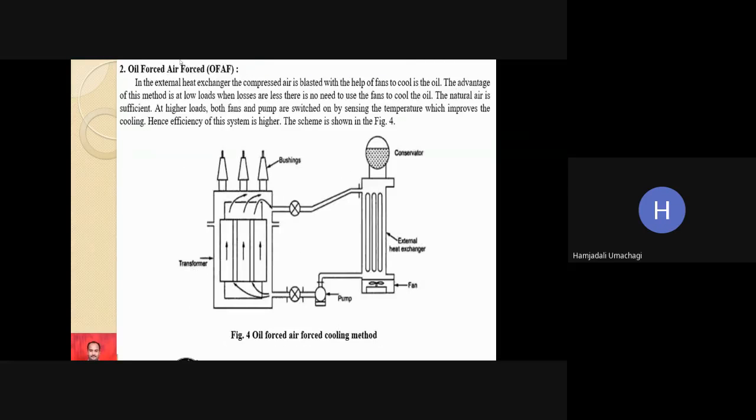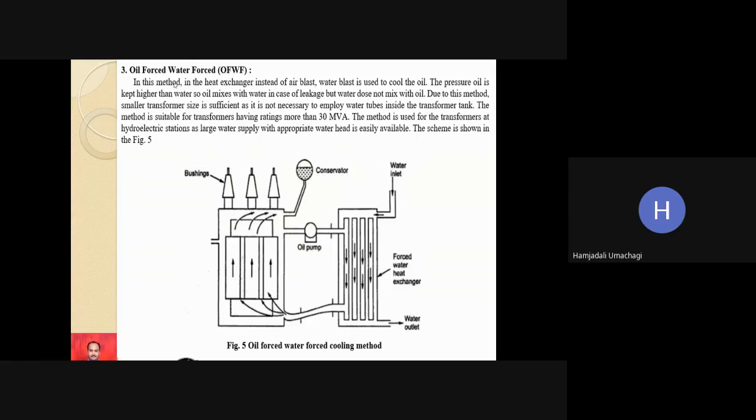In the previous case, the cooling method was air. There we are using blasted air, oil forced, air forced. But now here oil is forced with the help of some pump. But instead of air, we are using forced water. A jet of forced water we are using to cool the hot oil which is there in the heat exchanger. Everything will be same, only instead of air we are using some water here. You can see it.